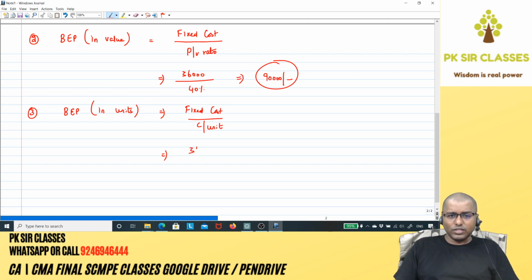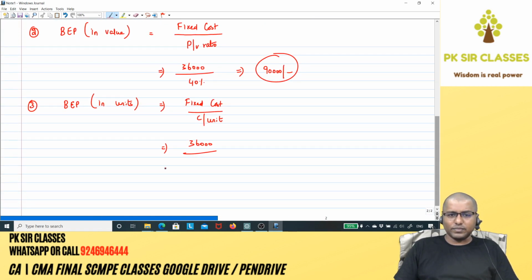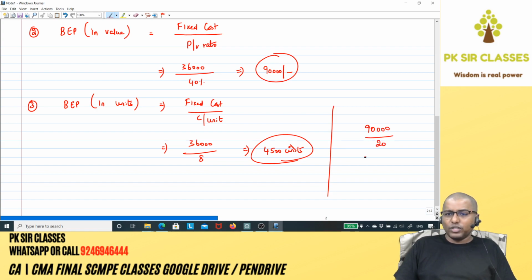Fixed cost is 36,000 divided by contribution per unit, which we have calculated as 8. So 36,000 divided by 8 is 4,500 units. Or you can take the total sales, which is 90,000, divided by selling price per unit, 20. In that case also you'll get the same number of units, 4,500 units. Whichever way you are comfortable with, you can do it.